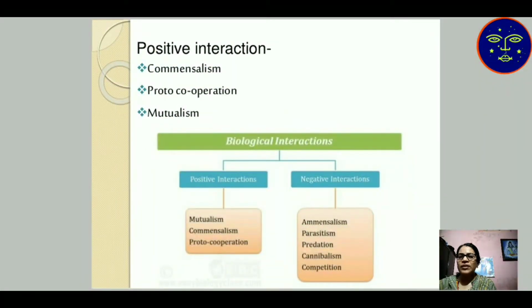The positive interactions are categorized as commensalism, proto-cooperation and mutualism. The biological interactions are 2 types, the positive interaction and negative interaction. In positive interaction, mutualism, commensalism and proto-cooperation are there, and in negative interaction, amensalism, parasitism, predation, cannibalism and competition are there.